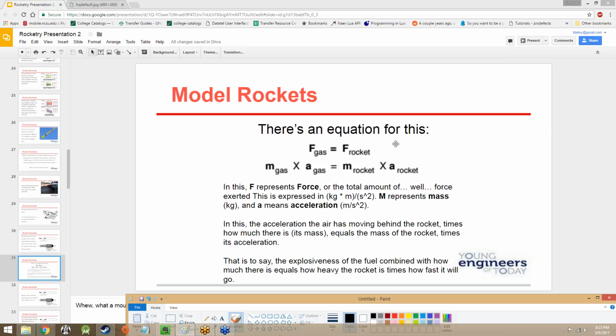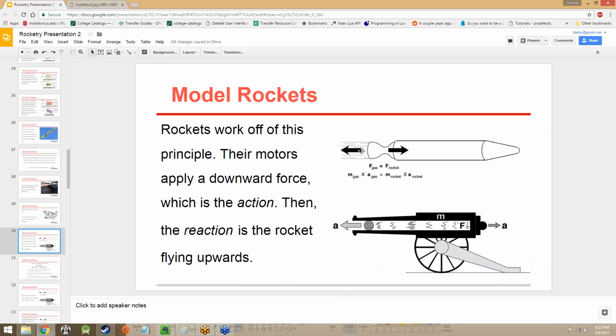So the mass of the gas times the acceleration of the gas is equal to the mass of the rocket times the acceleration of the rocket. The mass of the gas and the acceleration of the gas, we're referring to the gas that is moving backwards behind the rocket, that is being moved backwards.